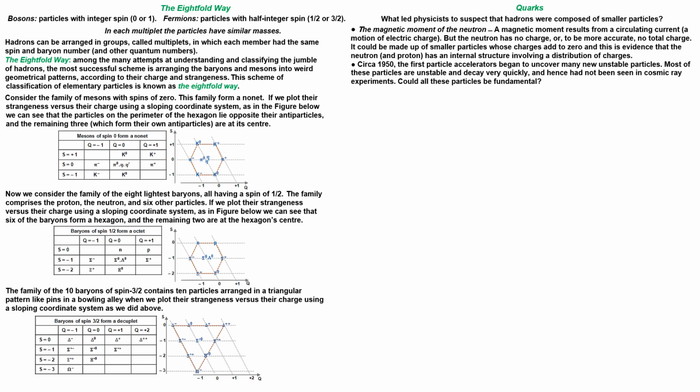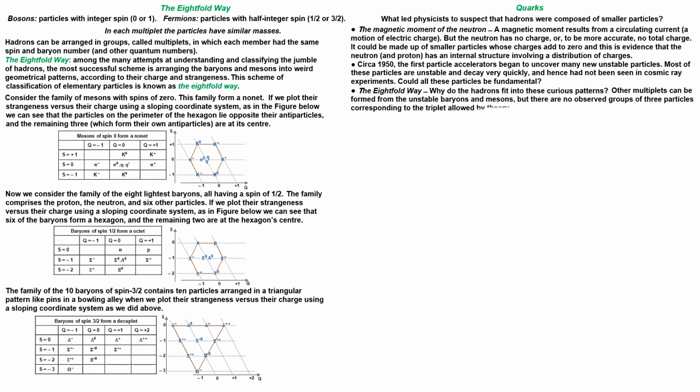The Eightfold Way did more than merely classify the hadrons, but its real importance lies in the organizational structure it provided. But the very success of the Eightfold Way begs the question: why do the hadrons fit into these curious patterns? Other multiplets can be formed from the unstable baryons and mesons, but there are no observed groups of 3 particles corresponding to the triplet allowed by theory. Could there be a fundamental triplet from which all other multiplets could be formed?